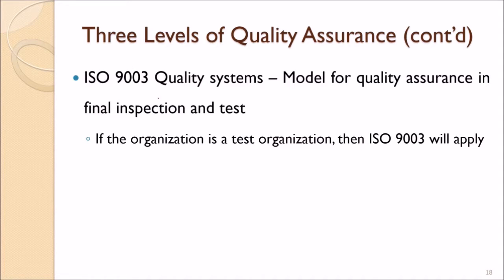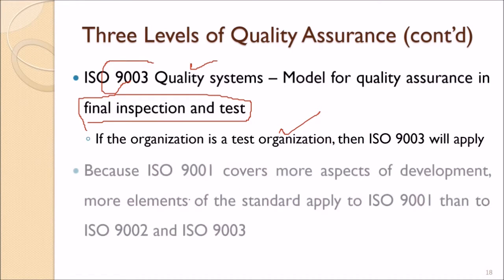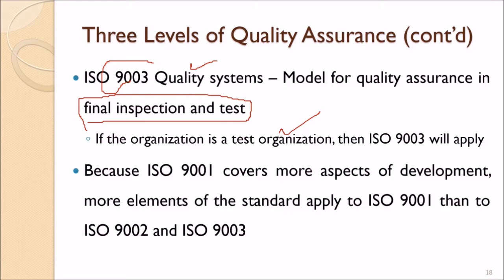What about ISO 9003? ISO 9003 quality systems: this is the model for quality assurance in final inspection and testing. So we are talking about testing here. So if the organization is a test organization, then ISO 9003 is going to be applied. Because ISO 9001 covers more aspects of development, more elements of the standard apply to ISO 9001 than to ISO 9002 or ISO 9003.